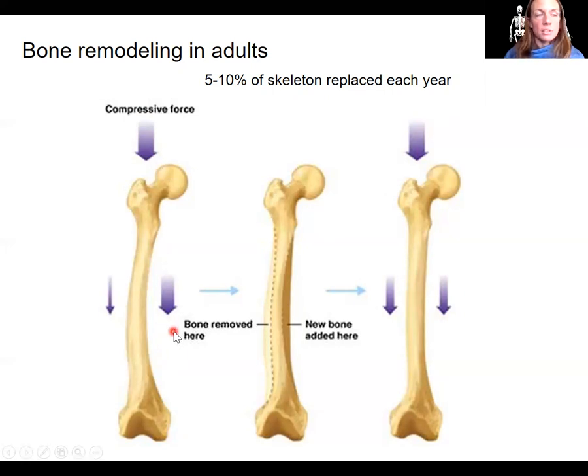Over time, what this does is remove bone from the edges, like this edge, and add it to this edge, depending on where that force is. In this case, the force is larger on this side than this side, so it's going to add bone to this side. It's going to depend on your specific anatomy and the activities you're doing. It's an adaptive response to the activities that you're doing and your body mechanics.